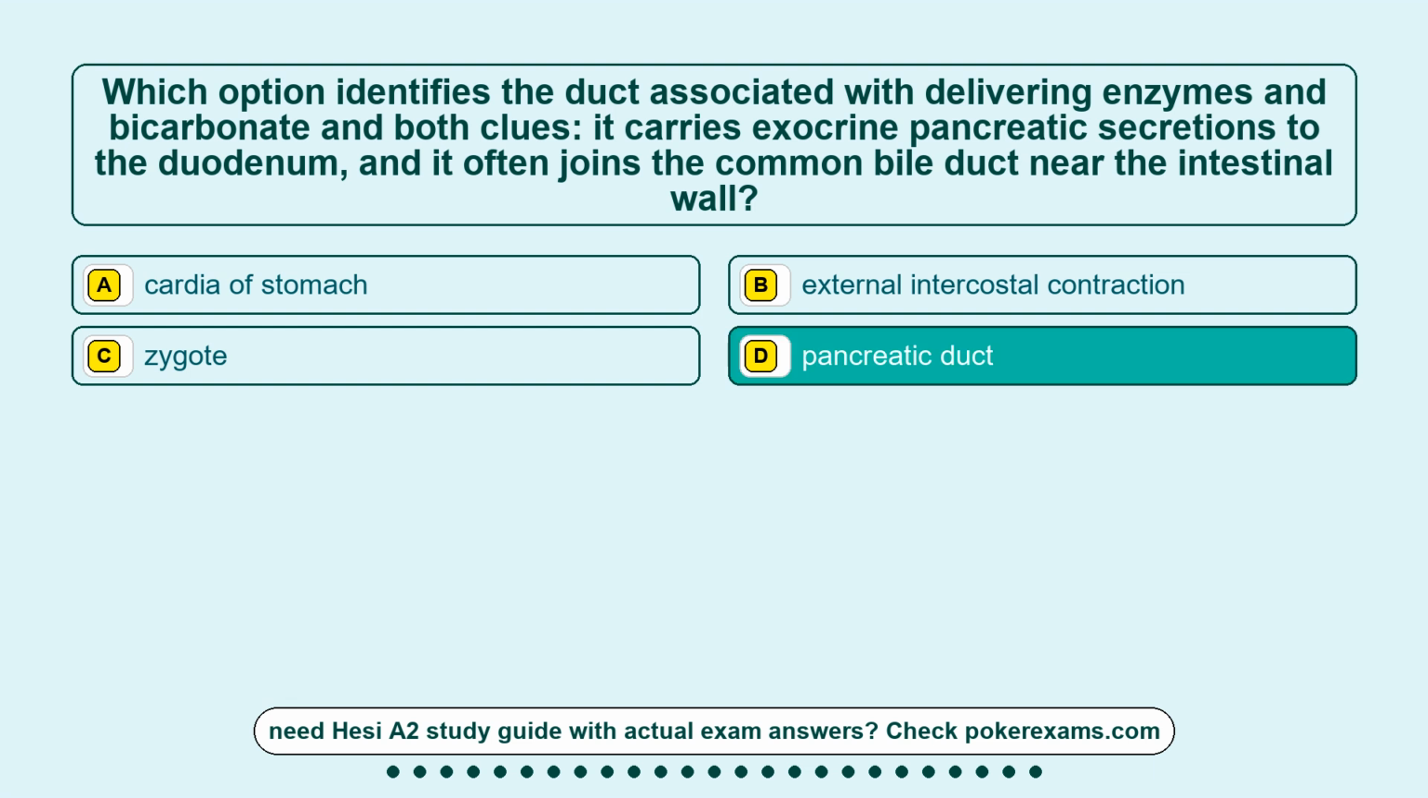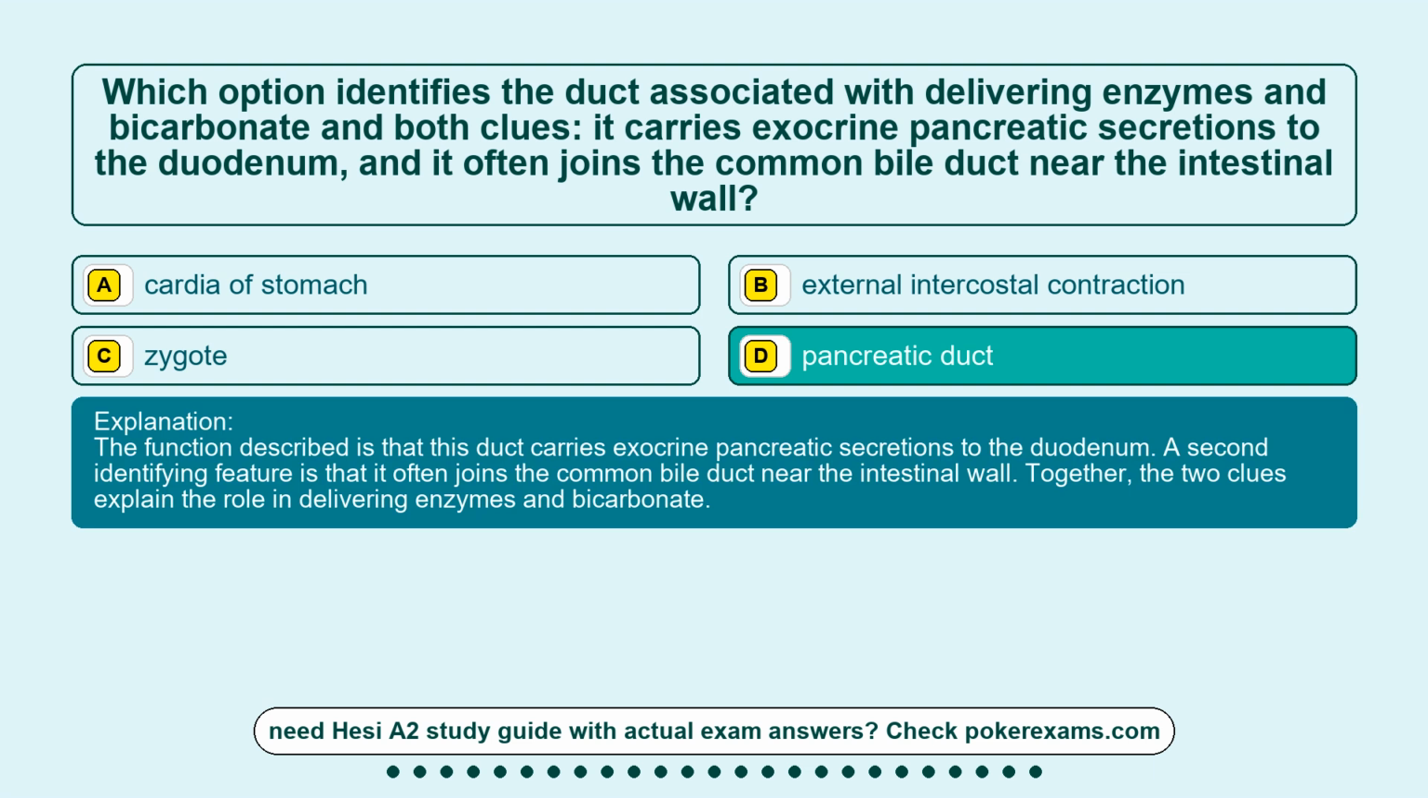The correct answer is option D, pancreatic duct. The function described is that this duct carries exocrine pancreatic secretions to the duodenum. A second identifying feature is that it often joins the common bile duct near the intestinal wall. Together, the two clues explain the role in delivering enzymes and bicarbonate.